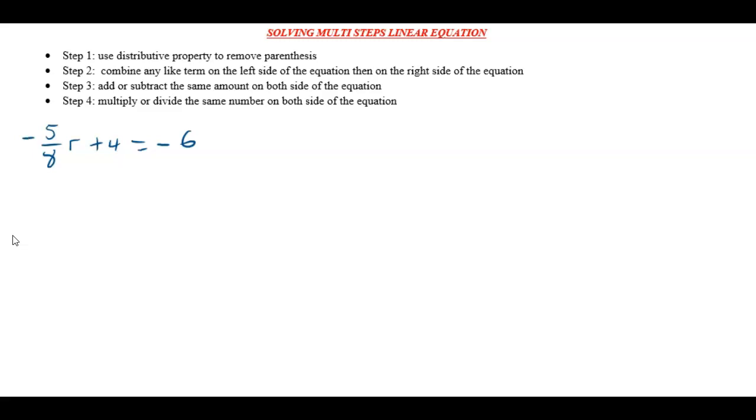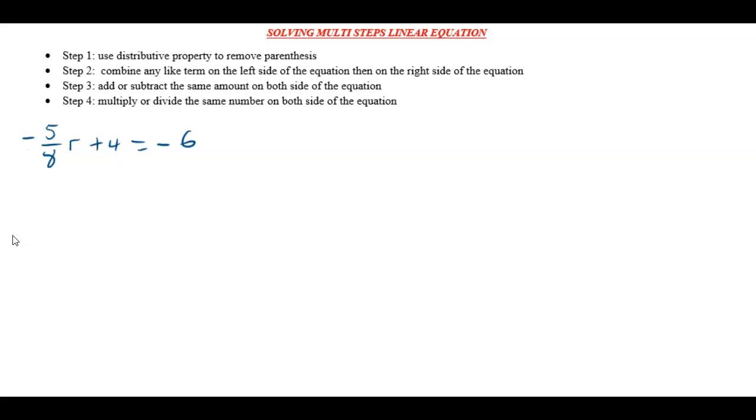Step 2 is combining like terms. Left side, there is no like term here to combine. Right side, there is no like term here to combine. Then adding or subtracting. We always check for the number that stands by itself with no variable. So in this case it is plus 4.